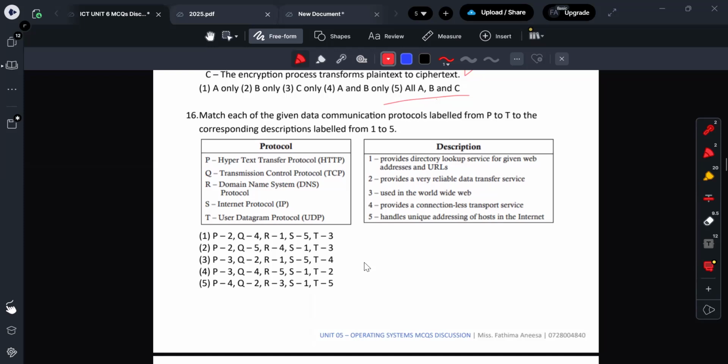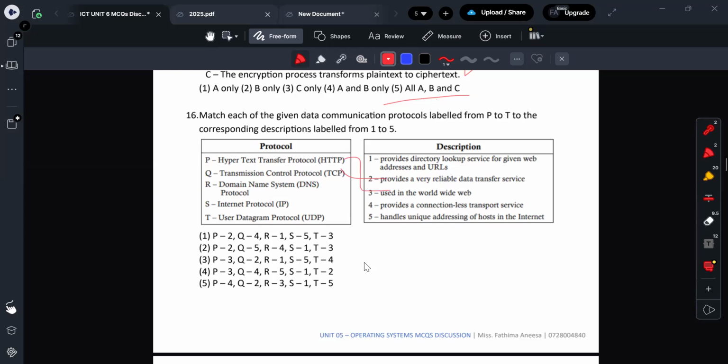And then again, they have asked about the protocols. HTTP, Hypertext Transfer Protocol, what does it do? I mentioned all these earlier, right? In the MCQs. It is used in the World Wide Web for fetching resources. And TCP, what does it do? It provides very reliable data transfer via connection-oriented communication. So it matches with option 2 since it is very reliable.